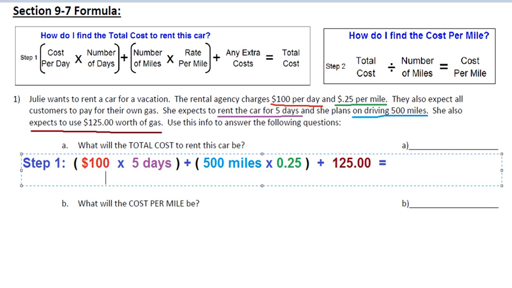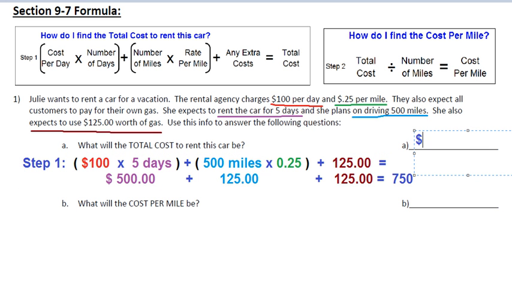Sorry, still dealing with a cold today. So I'm going to take $100 and multiply it times 5. And of course you get $500. And of course we can add that to this next set of parentheses, where we're going to take 500 times 25 cents, and we get 125. And then last but not least, we can't forget that last $125 for gas. So we've got that all marked out. We do the math, and what we get is $750. So what that means is to rent this car, Julie's going to spend about $750.